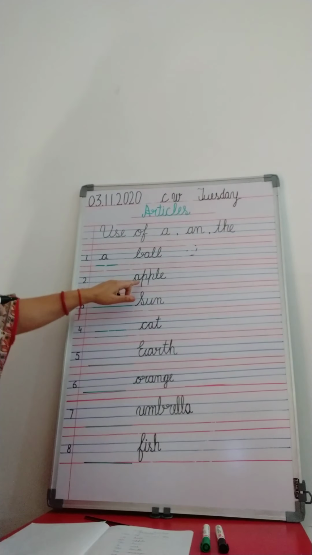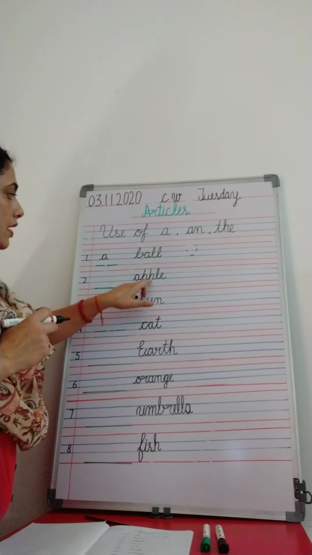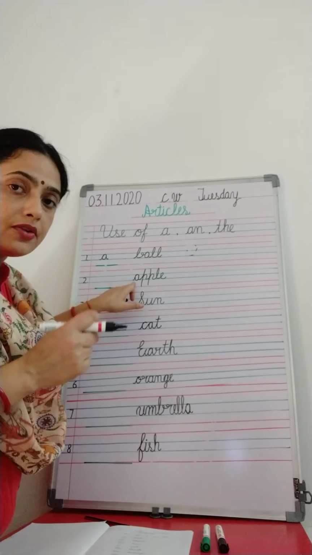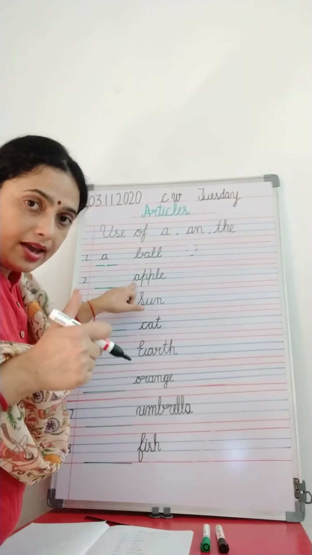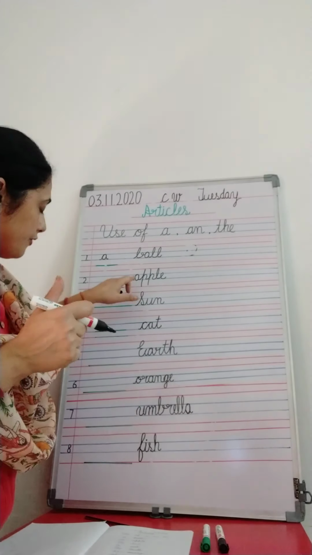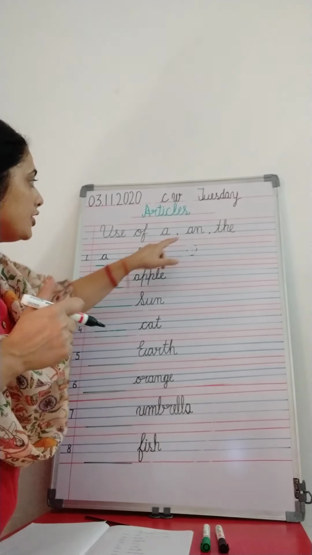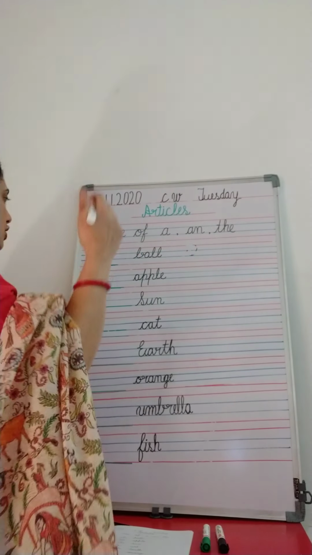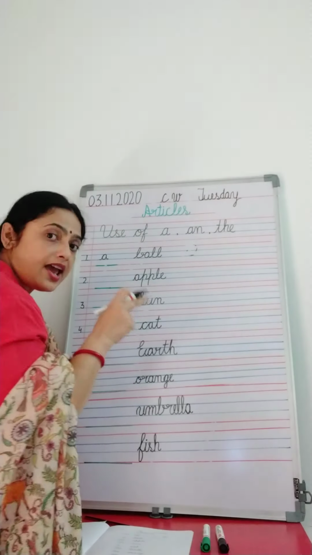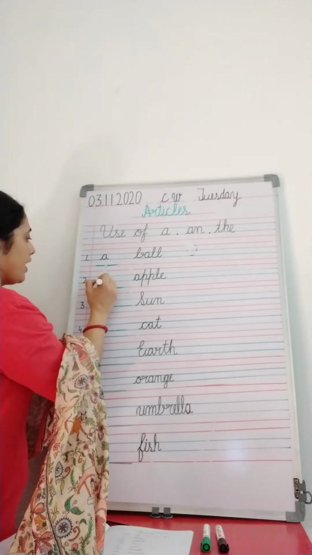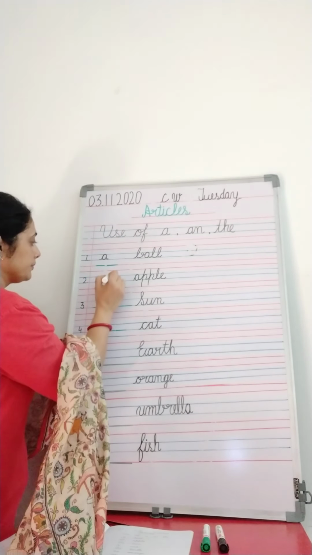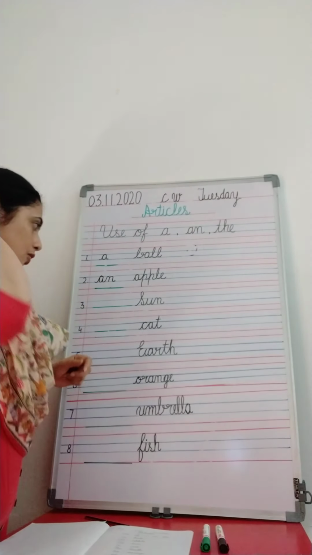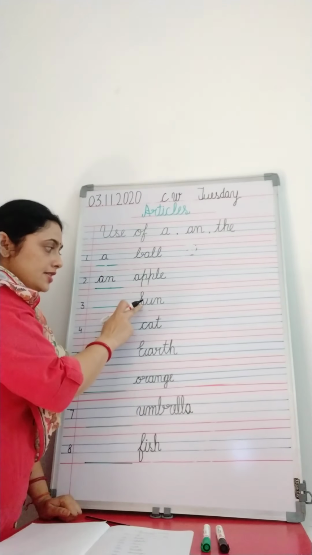Now what is written here? Apple. So the word is starting with the vowel sound a. Yes? So if we have a word starting with a vowel, we will use an. What are we going to use? An. So we will not say a apple. We will say an apple. Do you like to eat apple? Yes? Okay.